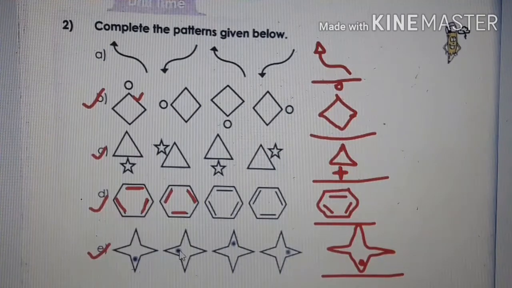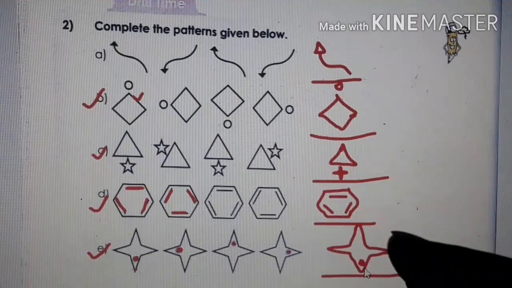The last one you can see here stars. Stars are the same, right? But what is the difference? You can see that in every corner there is a dot, right? So it is in every corner: bottom, side, top, and again the right side. So again, what you are going to do, children, you are going to start with the bottom dot again. Clear? Is this clear, children?